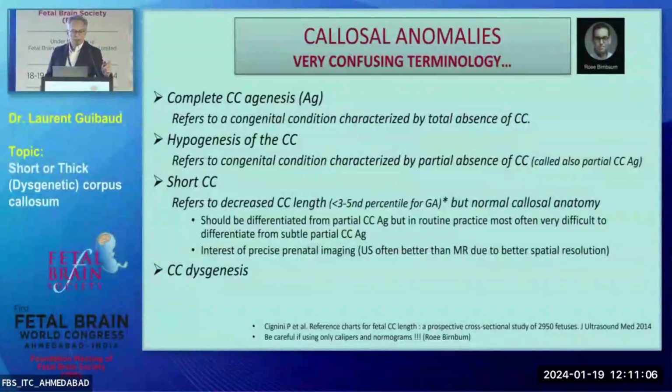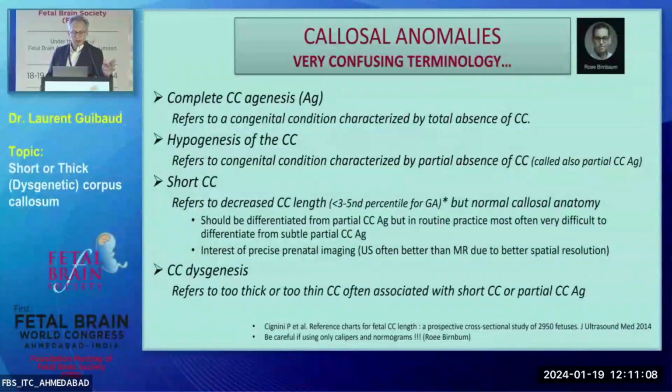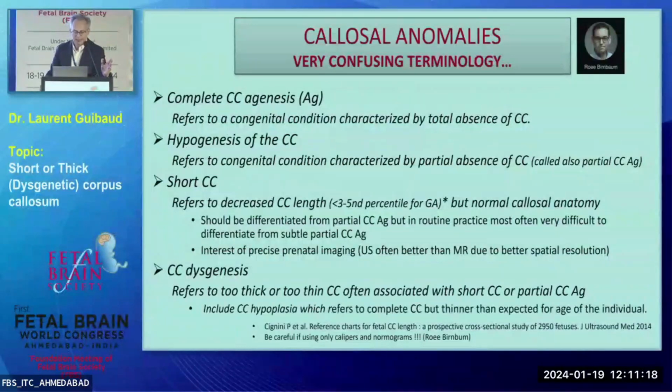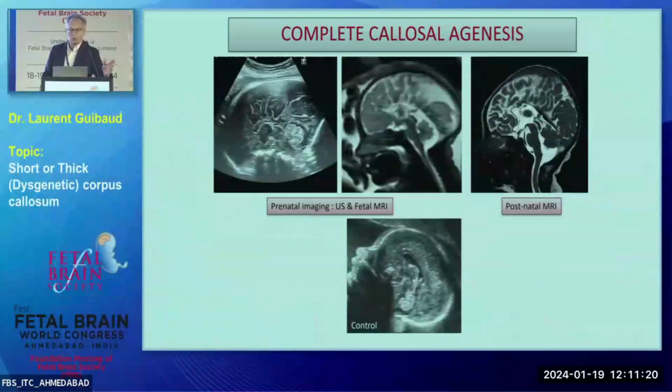Corpus callosum dysgenesis refers to a too thick or too thin corpus callosum, often associated with short corpus callosum or partial callosum agenesis. And as you say, it's very confusing. If we want to have some images, this is very simple.